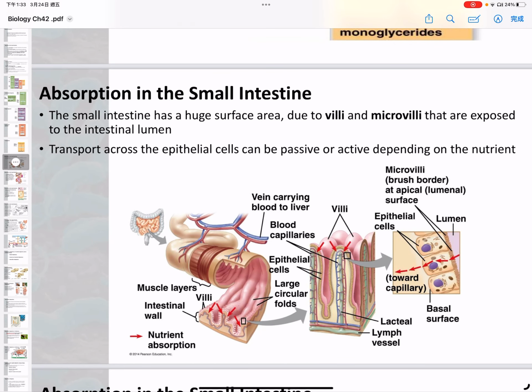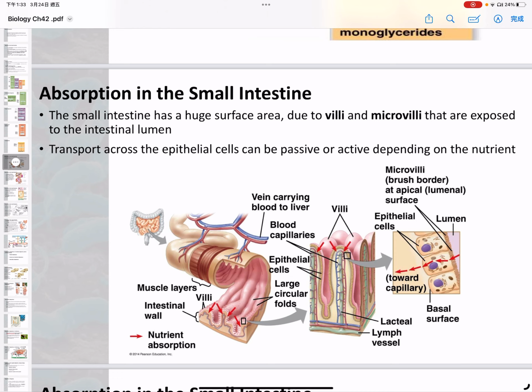So now I'm going to talk about the absorption in the small intestine. The small intestine has a huge surface area because it has villi and microvilli that are exposed to the intestinal lumen. Actually, the total surface area of our small intestine, including villi and microvilli, is about 300 square meters, like a tennis court. And this increases the nutrient absorption rate in our small intestine.